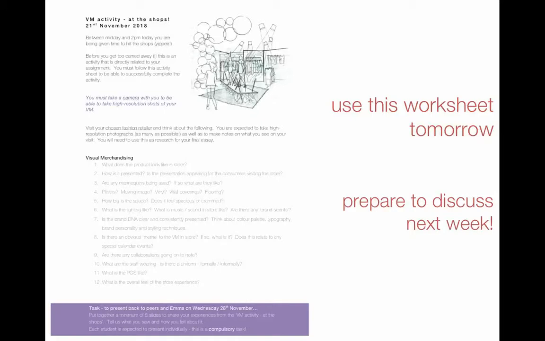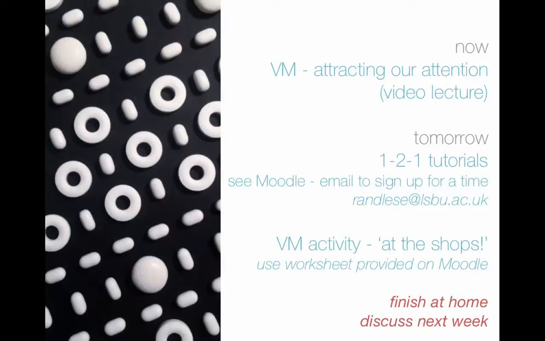So you may not have thought about plinths or moving images or vinyl or wall covering or flooring, for example. You may have only thought about mannequins. So you might want to just review that section and add some more depth to it. So thinking about different areas of visual merchandising, there's so many different touch points rather than just the most obvious ones. So have a look at this list and be prepared to discuss that with us next week.